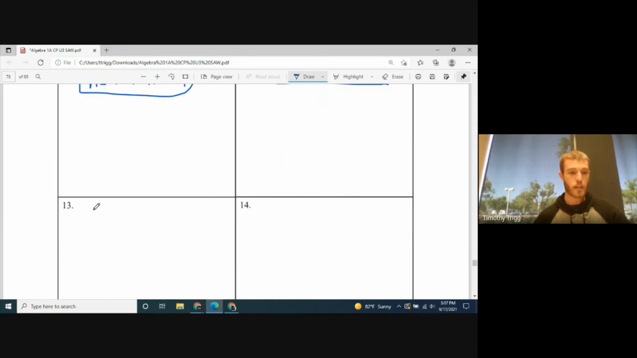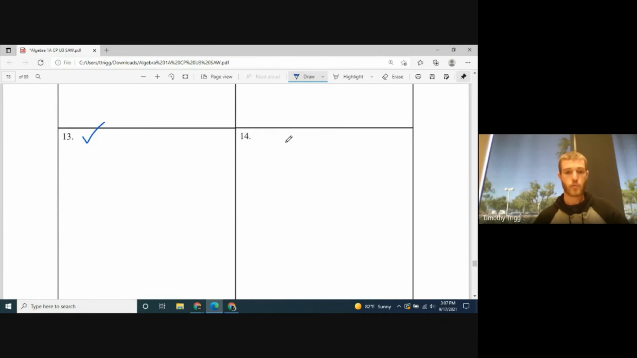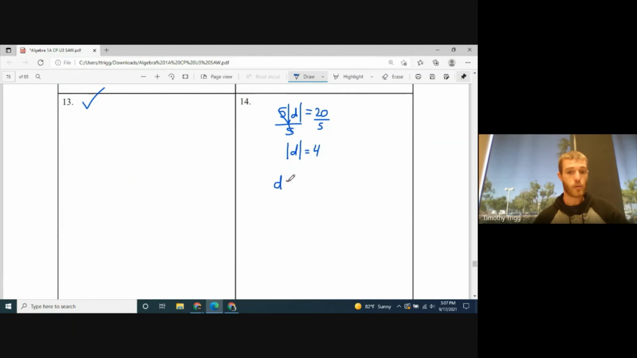Go ahead and try number 13 on your own. Let's do 14 together. So 14 says 5 times the absolute value of d equals 20. Again, I want to get the absolute value alone. So we're going to divide by 5 on both sides of this equation, giving us the absolute value of d equals 4, meaning that d could equal 4, or d could equal negative 4. So 2 values here.